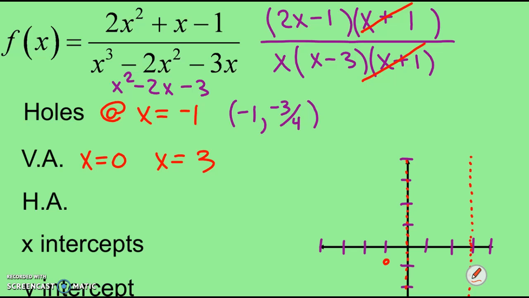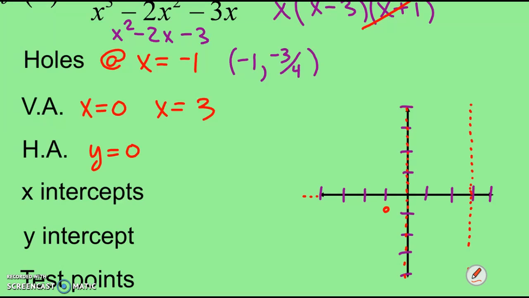Horizontal asymptote is going to happen when, well, it depends on the degree, right? So in this case, the bottom degree is bigger than the top. So that means that as the end behavior continues, it's going to go to 0. So there's going to be a horizontal asymptote at y equals 0. So that's going to be the axis. Okay, so we have those three asymptotes we're dealing with.